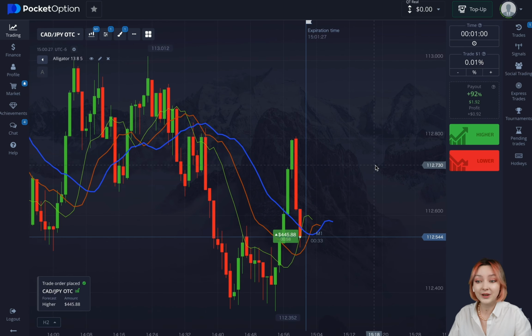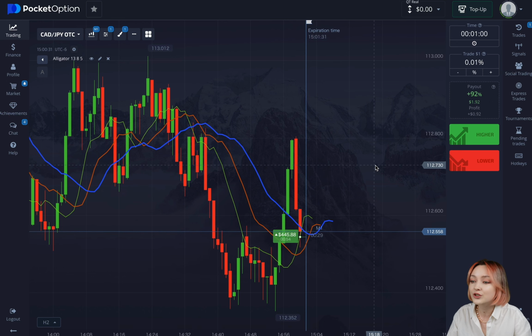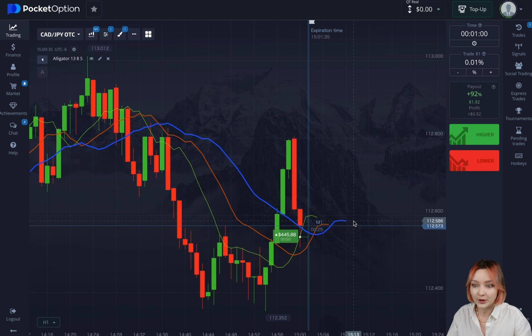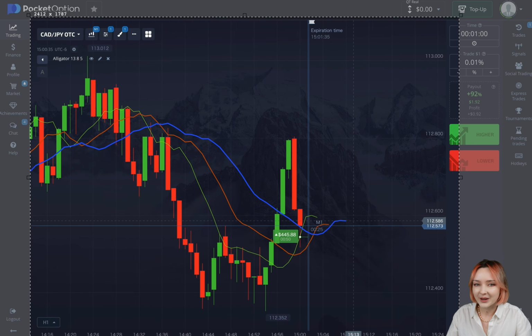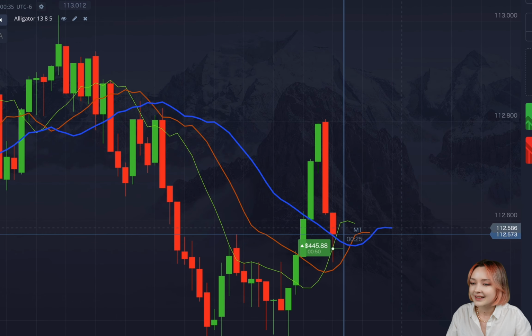This case is really interesting as well, my dear friends. 2 indicator lines have just crossed the 3rd main one. Just a quick reminder, the blue line, the thickest one out of the 3, is the main one.